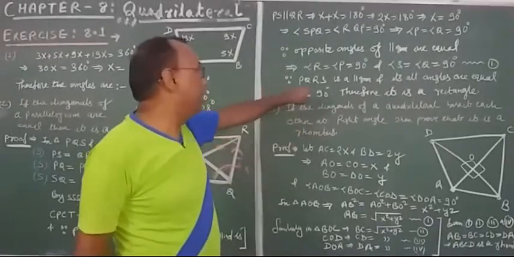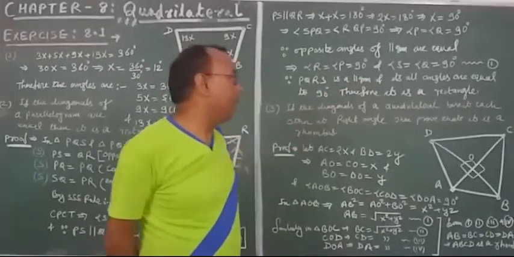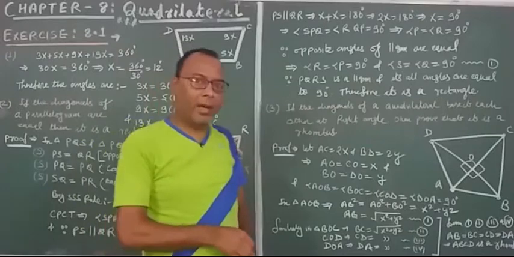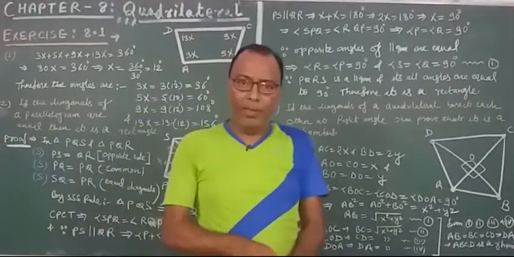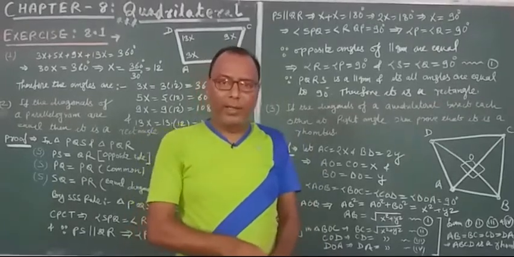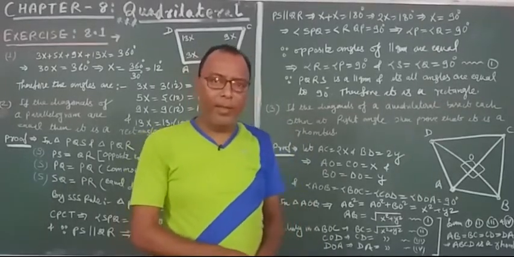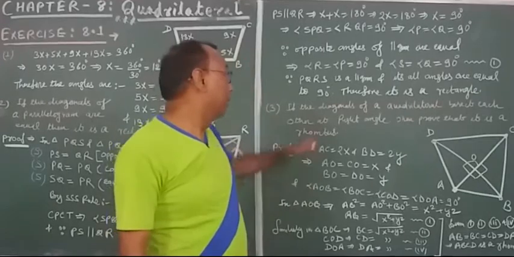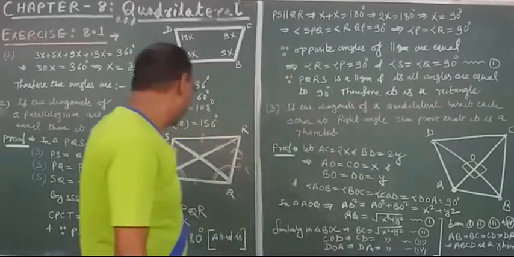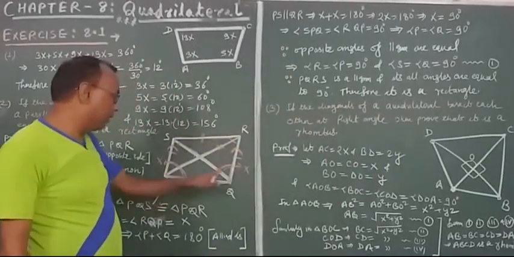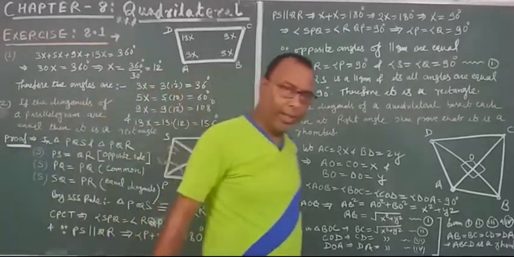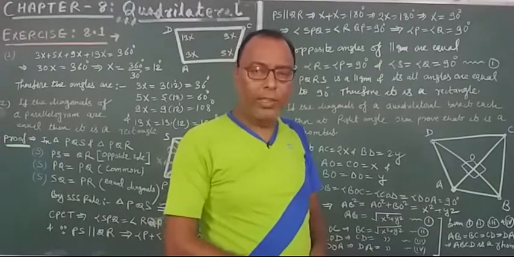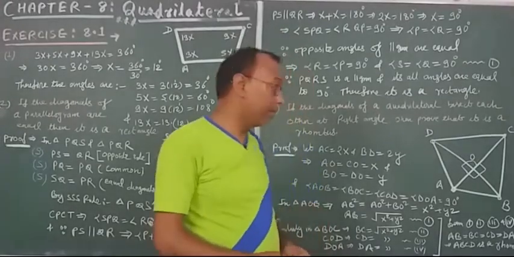Again, since PQRS is a parallelogram and all its angles are equal to 90 degrees, this is a parallelogram in which all the angles are 90 degrees. So, this is the definition of a rectangle. Therefore, the given parallelogram is a rectangle. Is it okay? Now, this is question number 3.